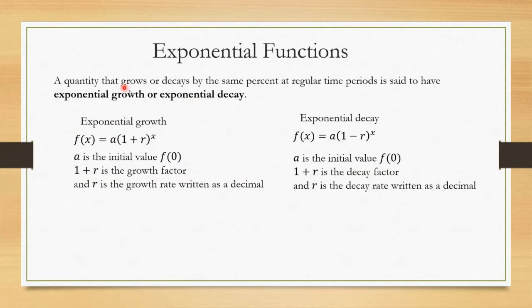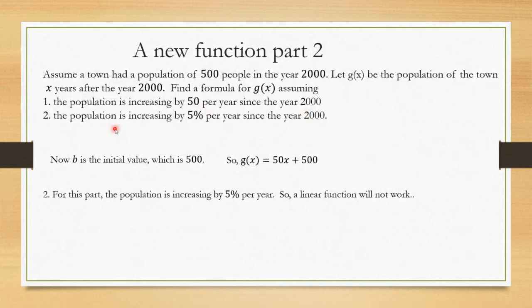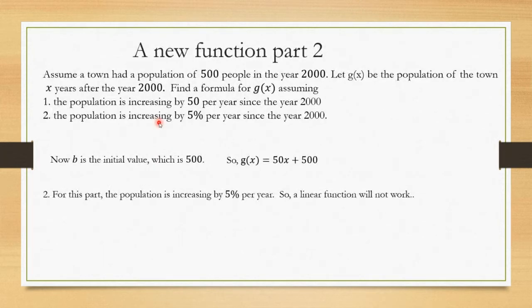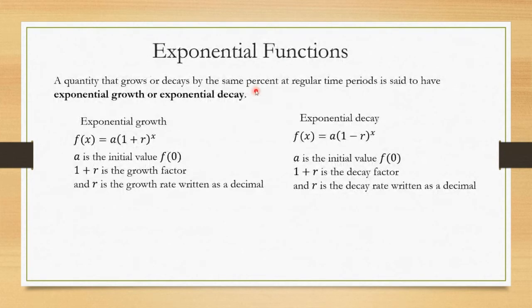So anyway, if you have something like population size, growing or decaying by the same percent each year, at regular time intervals, like each year, each day, each month, then we have exponential growth or exponential decay. And that's what we have in this problem. In part 2, we're assuming the population is increasing, which is the same as growing, by 5% each year, the same percent at regular time intervals.